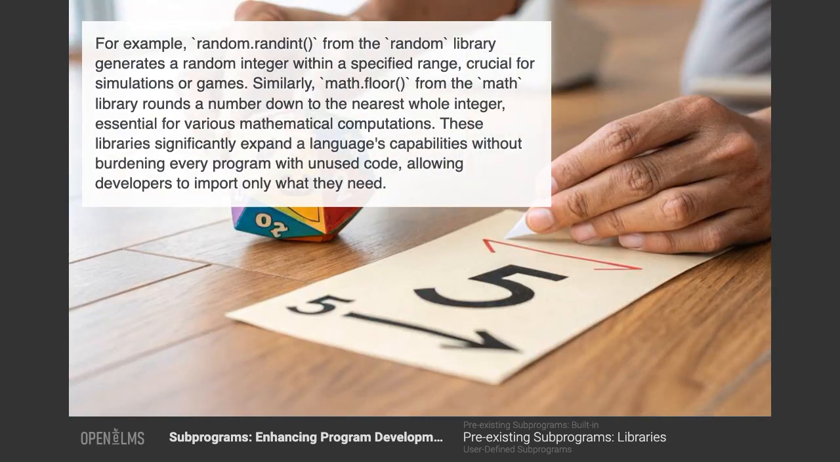For example, random.randint from the random library generates a random integer within a specified range, crucial for simulations or games. Similarly, math.floor from the math library rounds a number down to the nearest whole integer, essential for various mathematical computations. These libraries significantly expand a language's capabilities without burdening every program with unused code, allowing developers to import only what they need.